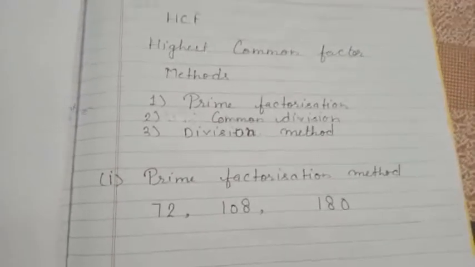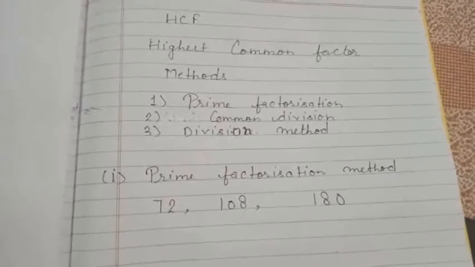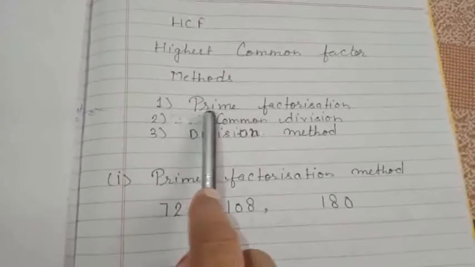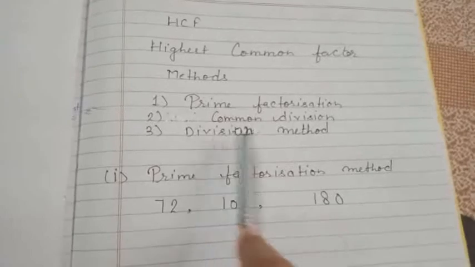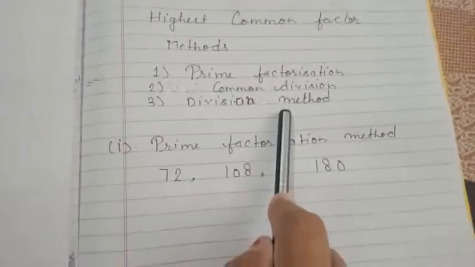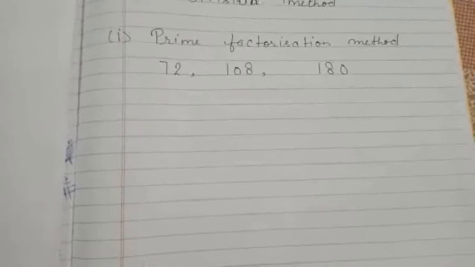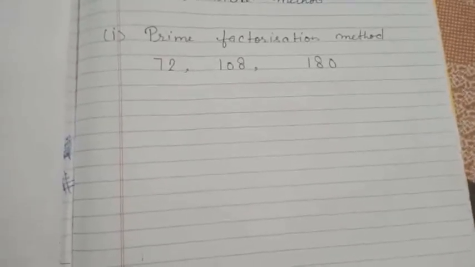So see, there are three methods to find the HCF of two or more numbers. First is prime factorization method, second is common division, third is division method. One by one we will discuss all the methods. Let's learn the prime factorization method. You all have learned the prime factorization of numbers in the previous videos.